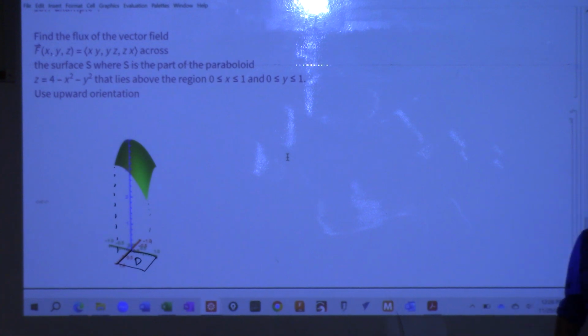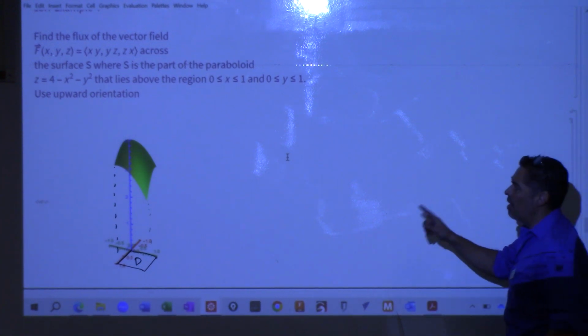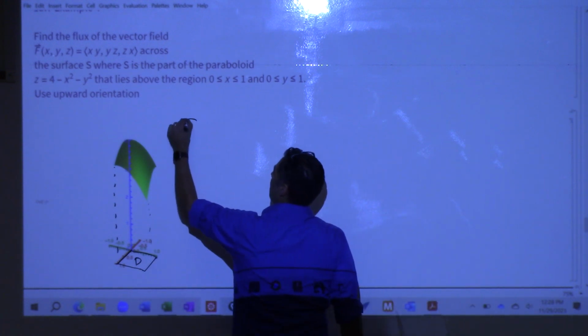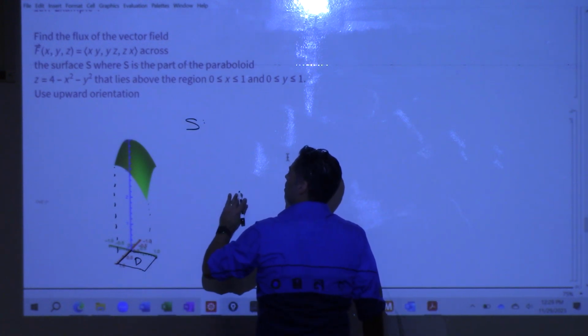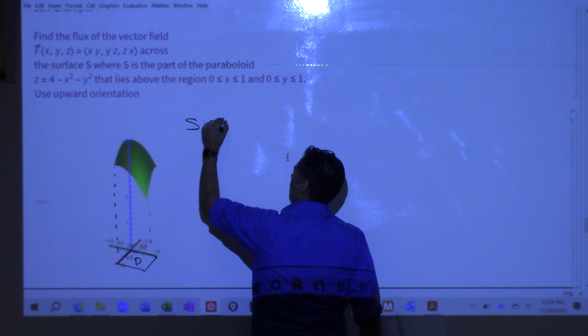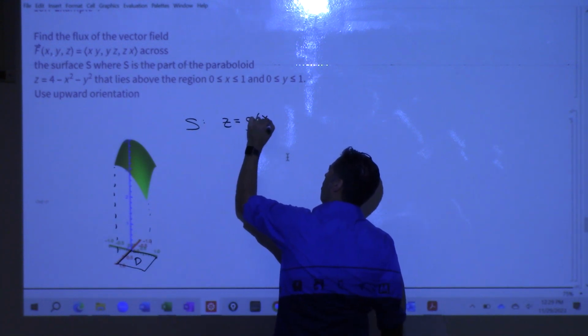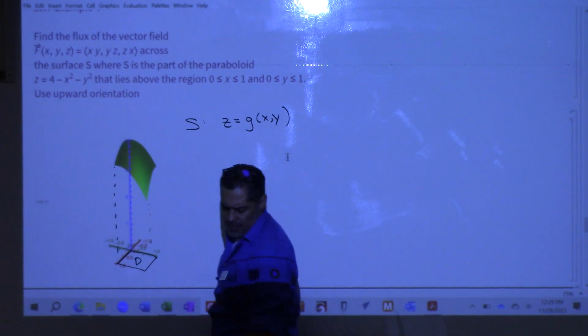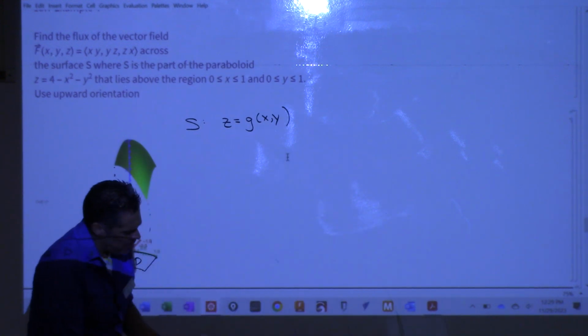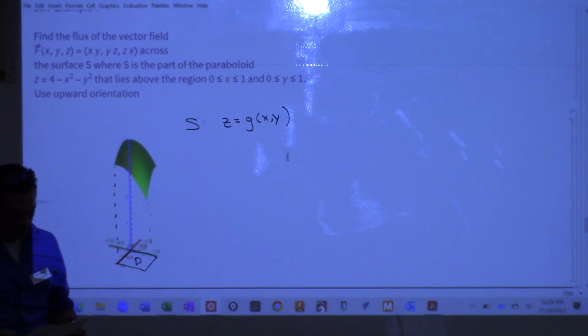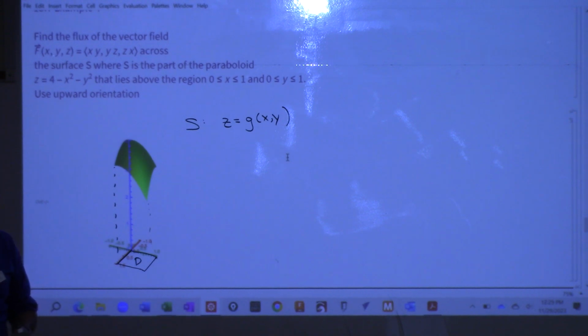Because of that, because our surface S, z is some function of x and y, right? Z is some function of x and y. I'm going to use, which one, F? Yeah, F. I'm going to use F here.